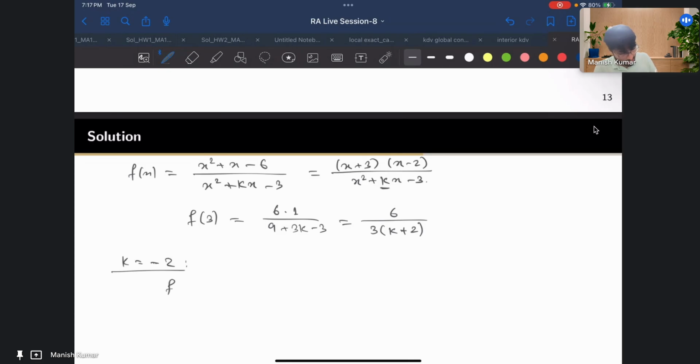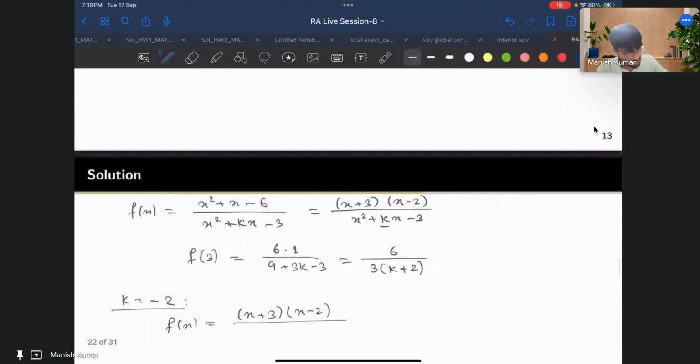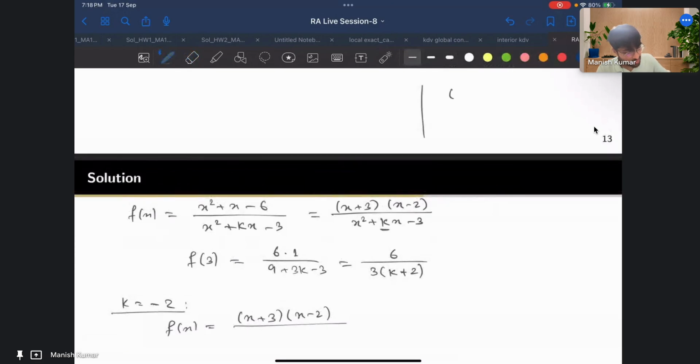Then let's see what is f of x. So f of x is x plus 3 and then you have x minus 2. I'll tell you why I'm writing all this, because it might be the case here that in this denominator you can have this kind of factor, x minus 2 or x minus 3. But over here it doesn't make sense. So let me give another example. Suppose you have something like this, x minus 3 and x minus 2, and then here you have x square plus kx minus 3, let's say.